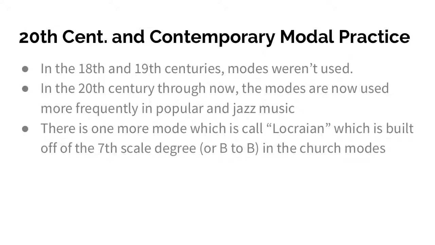So modes kind of went away in the 18th and 19th century, okay, but in the 20th century through now, the modes made a resurgence in a lot of popular and jazz music, okay, and jazz developed another mode that we call Locrian, which is based off the 7th scale degree, or B to B in our relative modal thoughts in church modes.